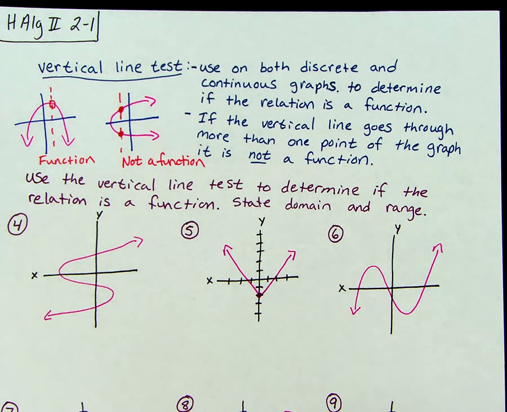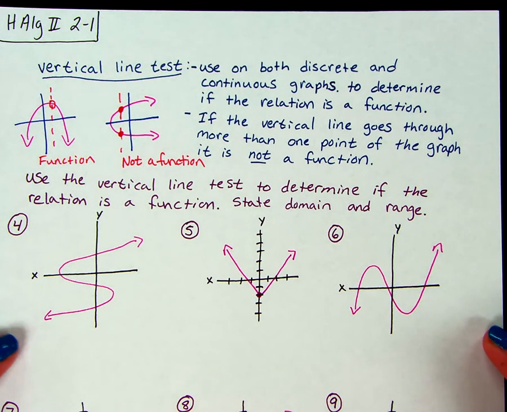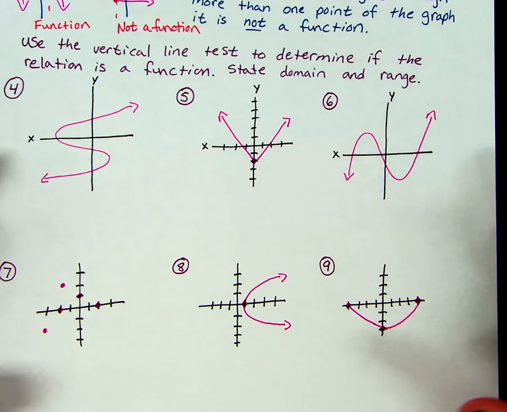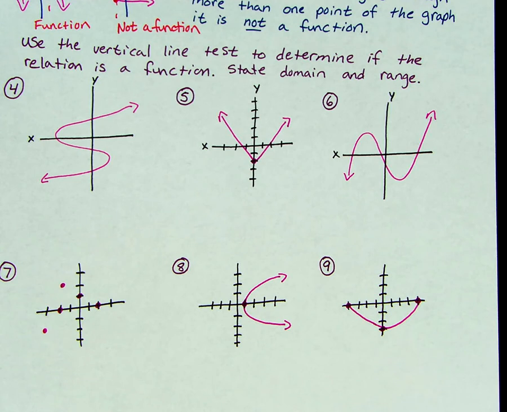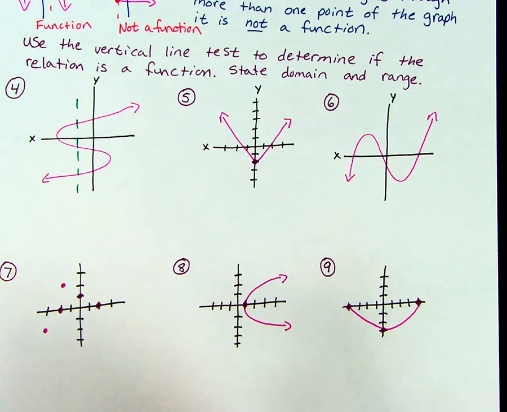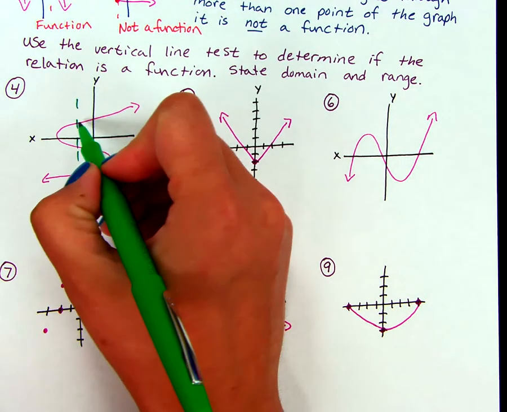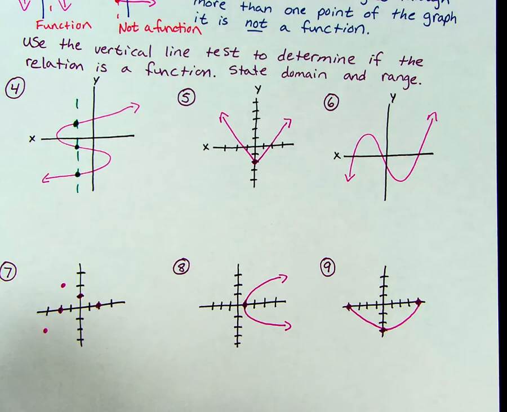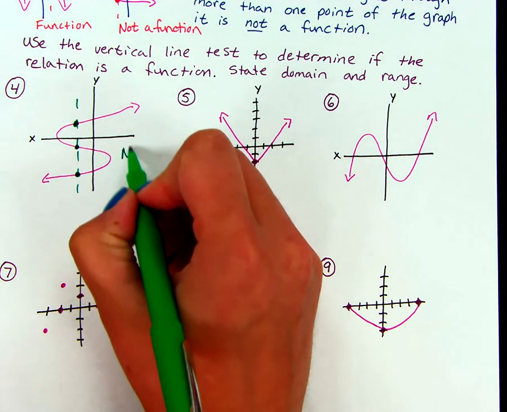So let's do some examples, and we're also going to practice domain and range because that can be a little tricky for continuous graphs. Okay, so for our next set of example problems, we're going to use the vertical line test to decide if it's a function, and then we're going to state our domain and range. So first thing, let's do our vertical line test. So if I take and I draw a vertical line, I'm looking to see how many times it goes through. So it looks like it's going through once, twice, 3 times. So that means that this is not a function.